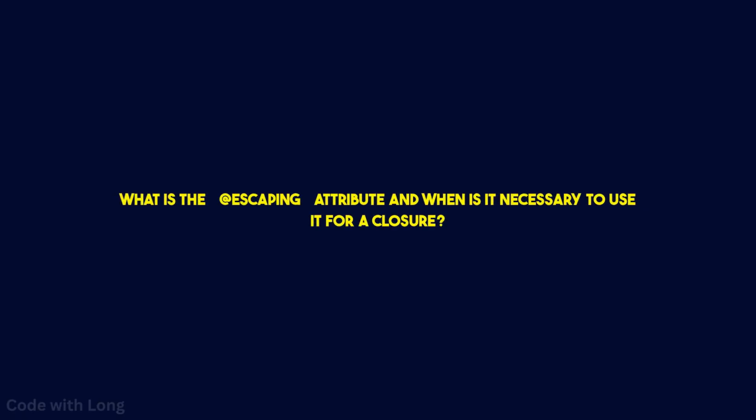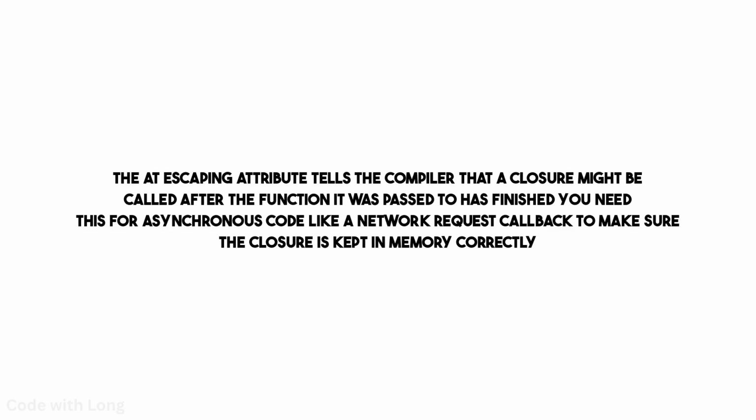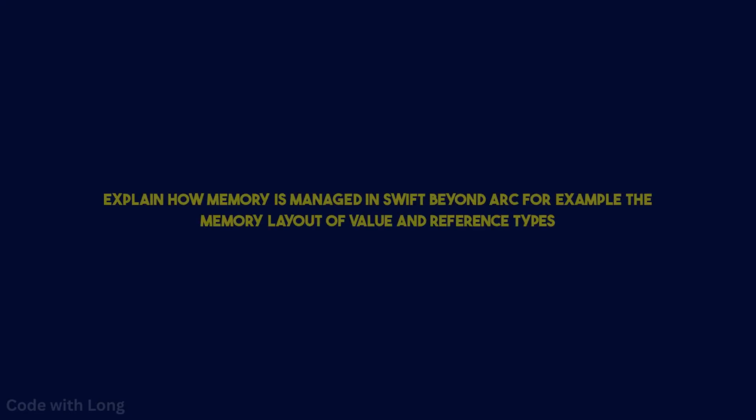What is the @escaping attribute and when is it necessary to use it for a closure? The @escaping attribute tells the compiler that a closure might be called after the function it was passed to is finished. You need this for asynchronous code, like a network request callback, to make sure the closure is kept in memory correctly.